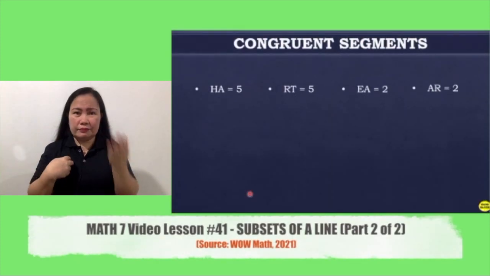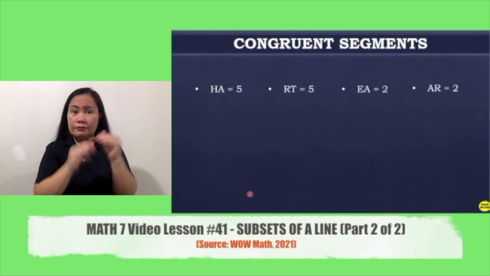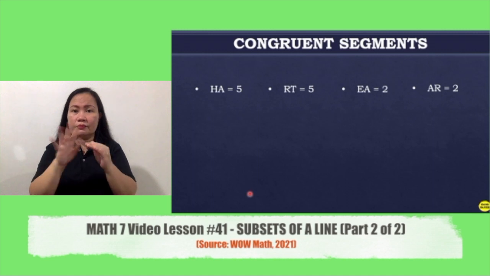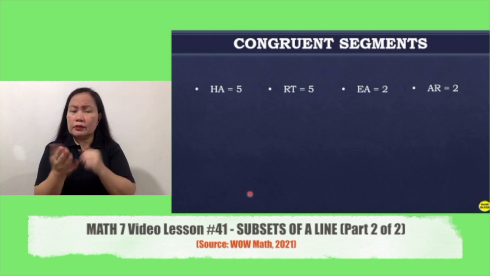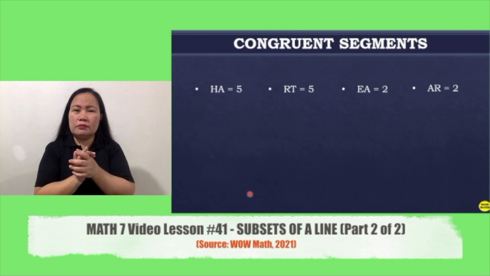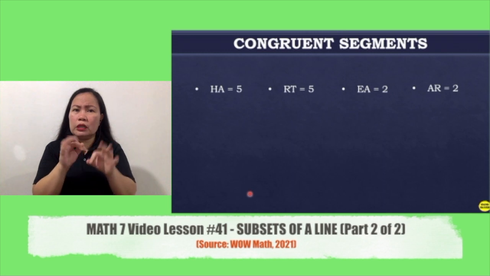So I have here HA is equal to 5, RT is equal to 5, EA is equal to 2, and AR is equal to 2. So ito yung nakuha natin kanina. Now, ano ba itong mga to? Kung mapapansin ninyo, meron pare-pareho sila. Okay? Meron silang kapareho. Ano bang tawag natin kapag ganito na merong mga measures na pareho sila or equal?